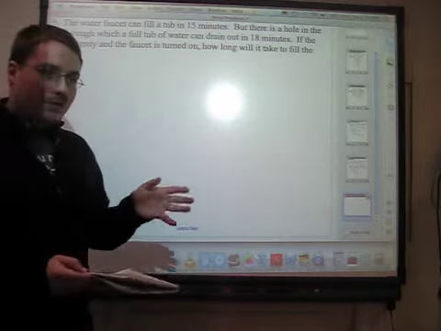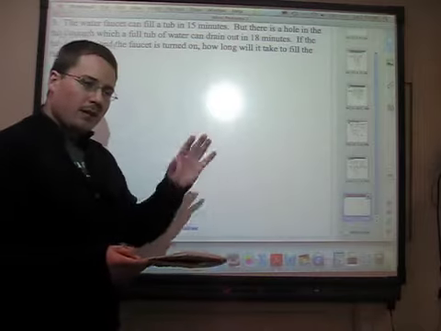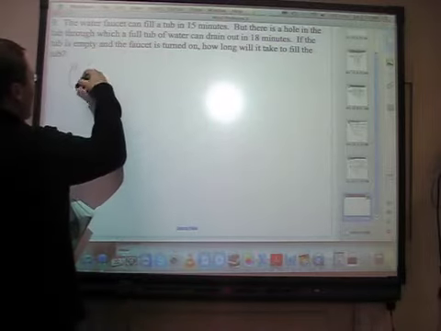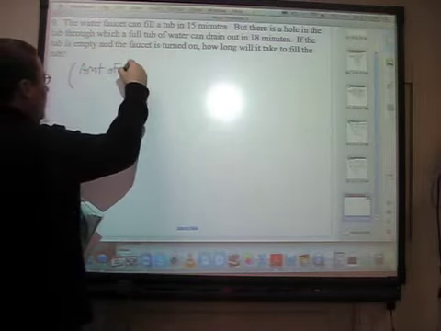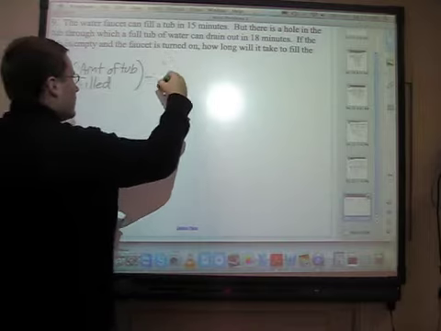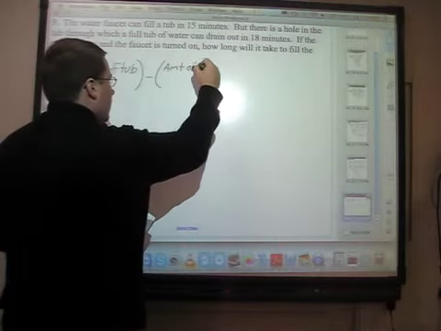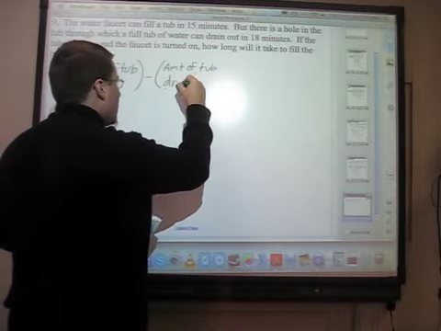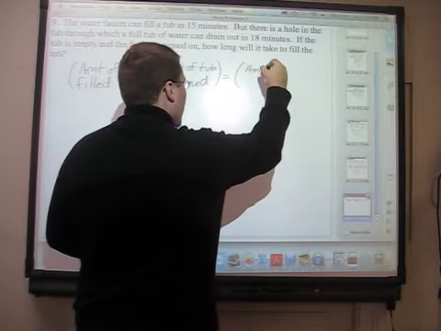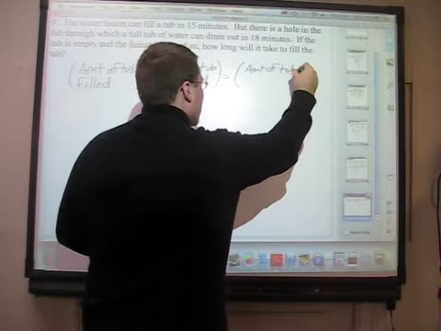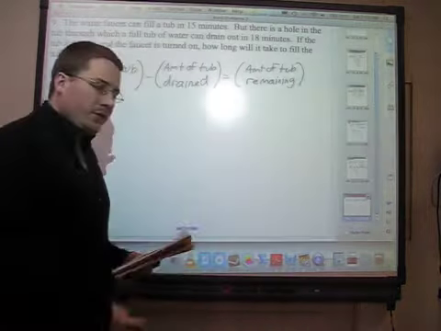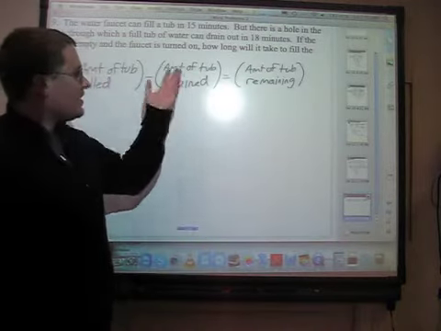So before I get to the choice of variable, let me list out what should pop into mind based on the way we've done work problems. The amount of tub filled, minus the amount of tub drained, equals the amount of tub remaining. And of course you can pick your favorite unit of time. I think it's easiest to say 1 minute.